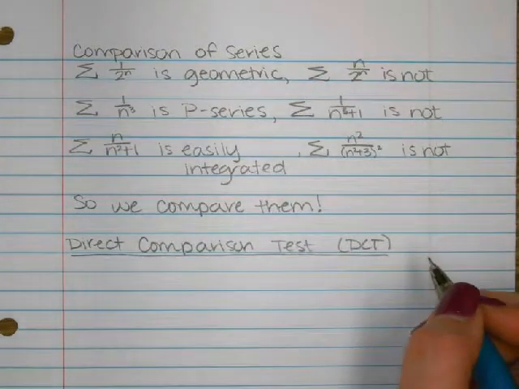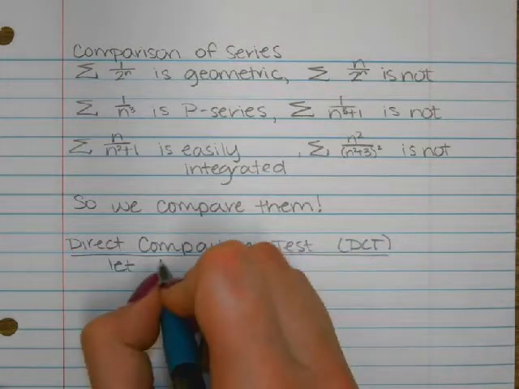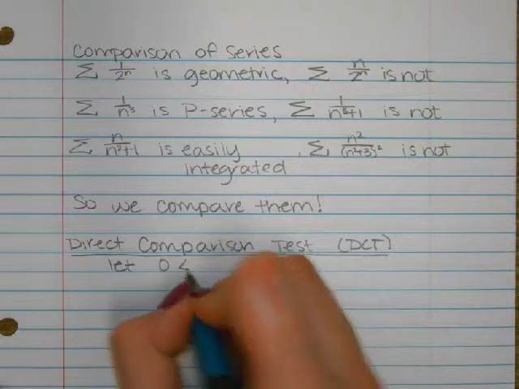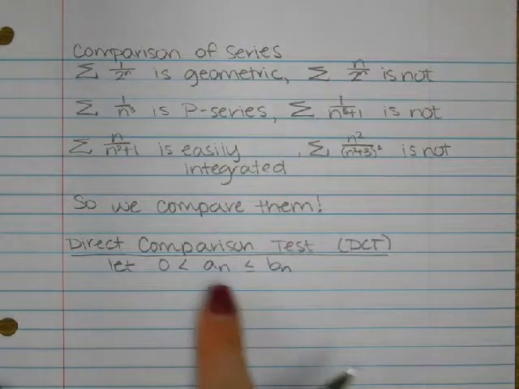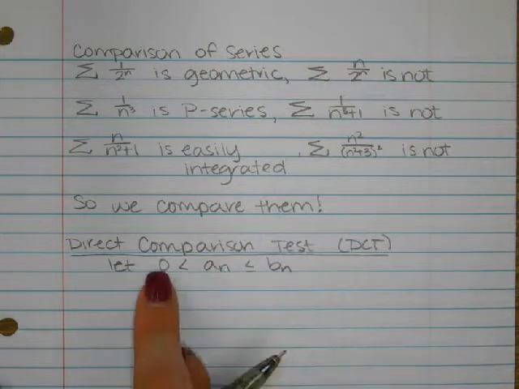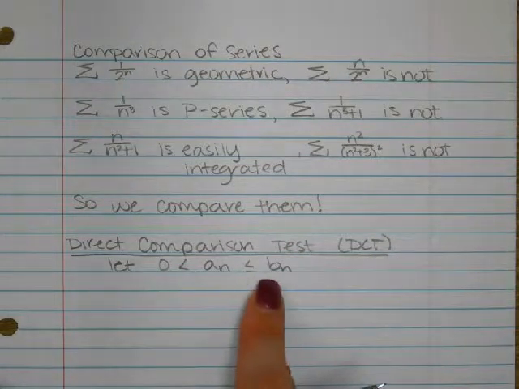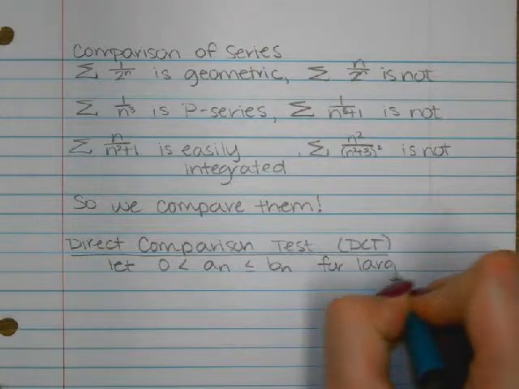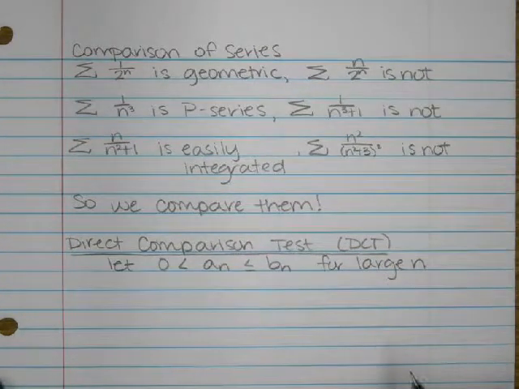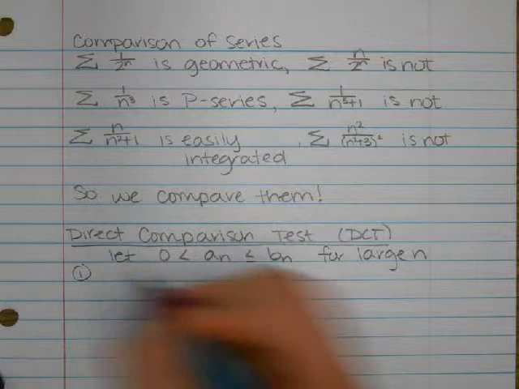And the direct comparison test says if you have the inequality where a sub n is between 0 and b sub n, and it has to be greater than 0, it has to be less than or equal to b sub n, for large values of n, so you want to think about it kind of like if you were to evaluate it for infinity or if you were to find the limit of these two, then we have two conclusions.